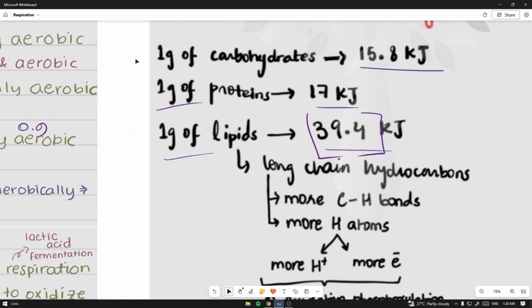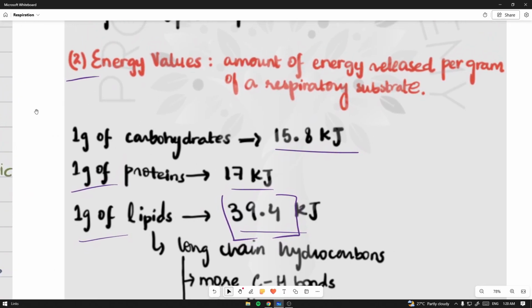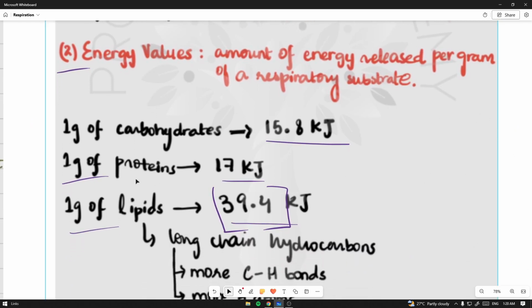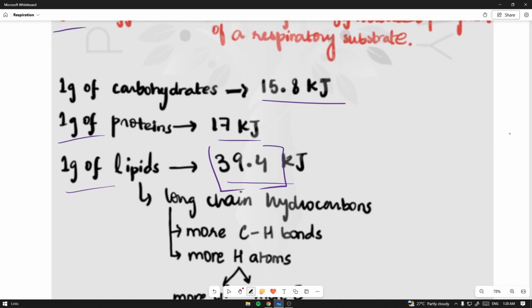Before looking into a respirometer, we're gonna look at the energy values, right? Energy values: the amount of energy released per gram of a respiratory substrate. Carbohydrates, 15.8 kilojoules per gram. 1 gram of protein, 17, and lipids, almost 40. So you may be asking, why is it so high?